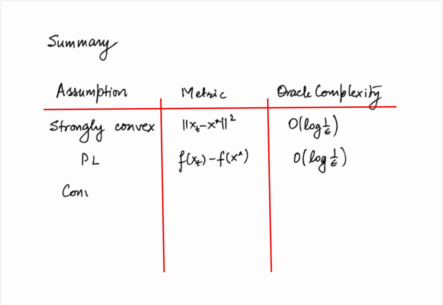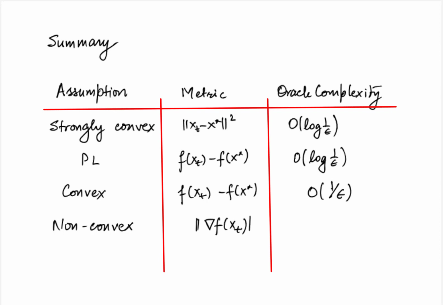Then if we only assume convexity and use optimality gap as the metric, we were able to get oracle complexity of 1 over epsilon. Finally, if we did not make any assumptions regarding convexity, thereby allowing functions to be arbitrarily smooth and even non-convex, and use the gradient norm as the metric, we got an oracle complexity of order 1 over epsilon square to reach the stationary point.